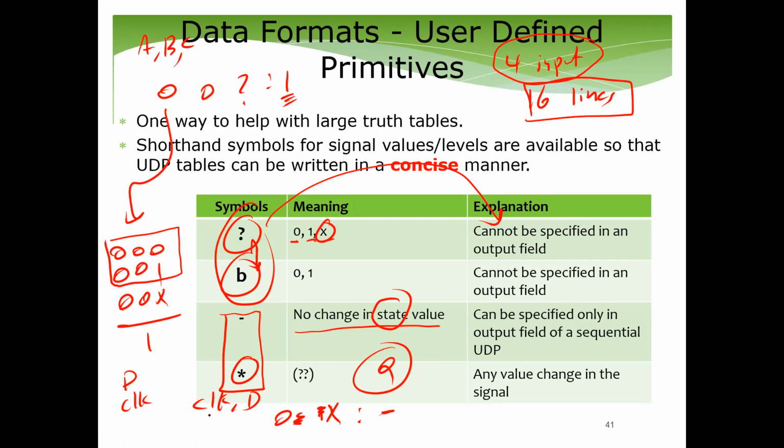So we have the symbol star, which means any change, any value change in the signal. For example 0, 1, x, for any change, and then you decide the output: do you want 1, 0, or hold? Okay, so these symbols will help you reduce the size of the table.